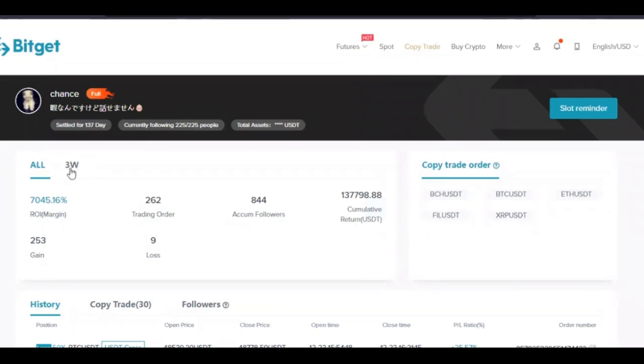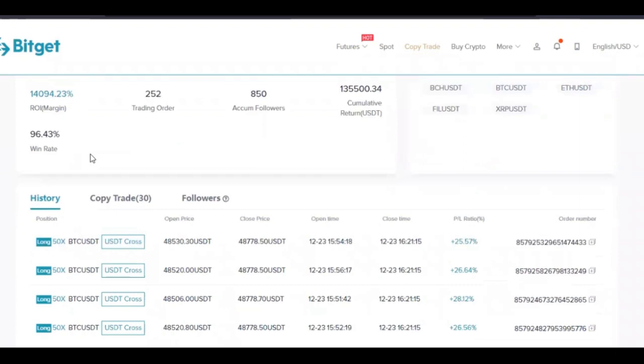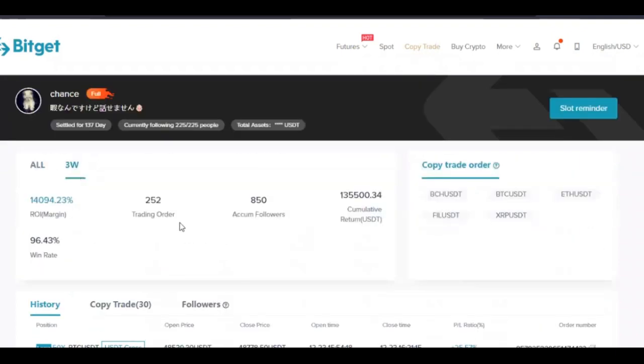So if I come in and click on this 3 weeks, you see the performance of this trader for the past 3 weeks, the number of trades he has carried out. This person has been trading on this platform for the past 137 days, and he always has 225% room, which has made space for always following him.